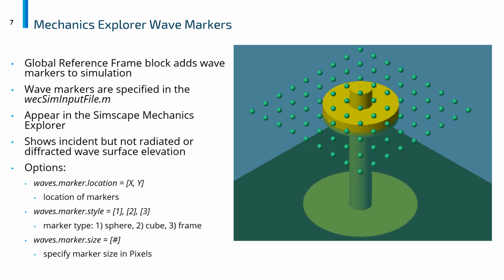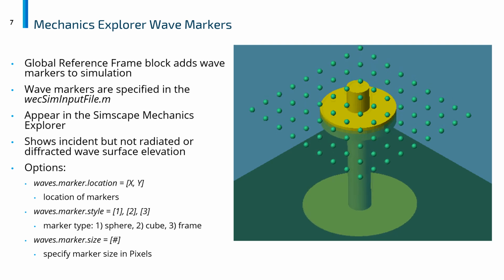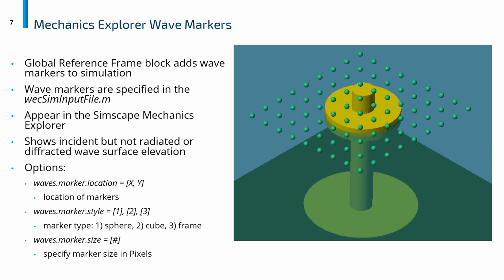Some options for these are the location of the markers. This can just be one point or an array of points to specify multiple different wave markers. The marker style, so a sphere, cube, frame, etc. And the size of the marker in pixels.